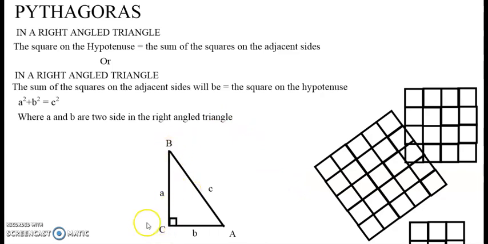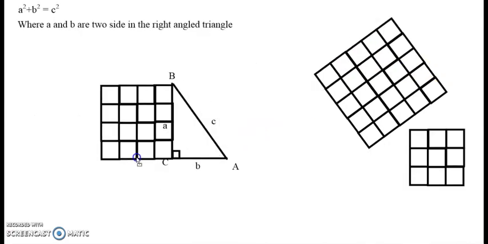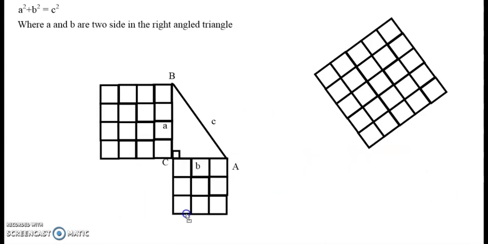So if I take the square on A and I add the square on B to the square on A, in total it will give me the square on C. Let's quickly see how that works. Let's draw a square on side A. And we draw a square on side B.